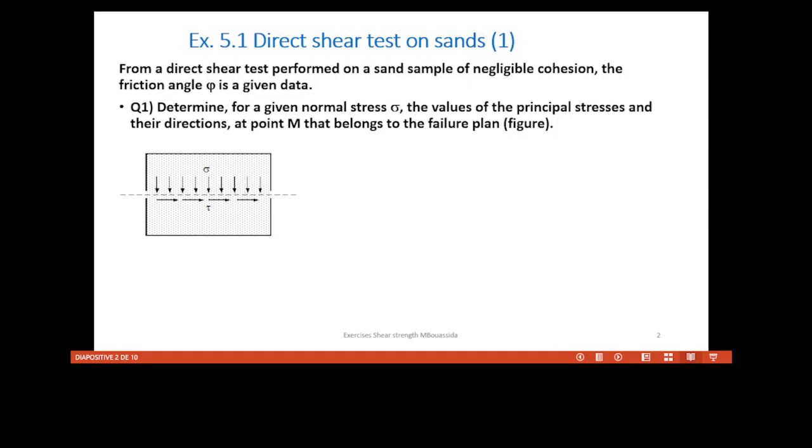The question is to determine, for a given normal stress sigma applied on the horizontal plane here, the values of the principal stresses and their direction at a point M that belongs to the failure plane.